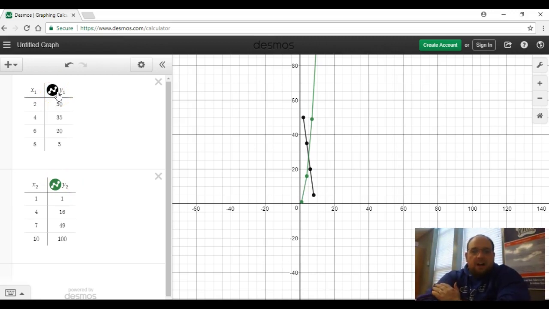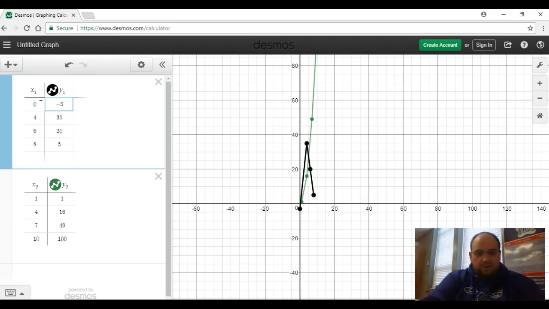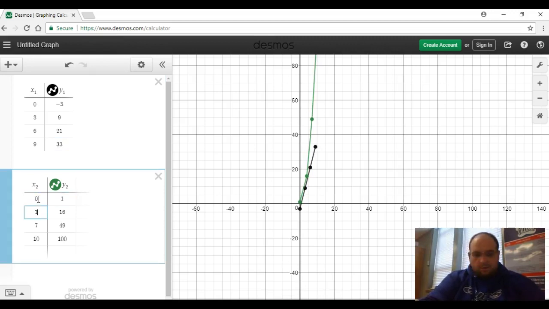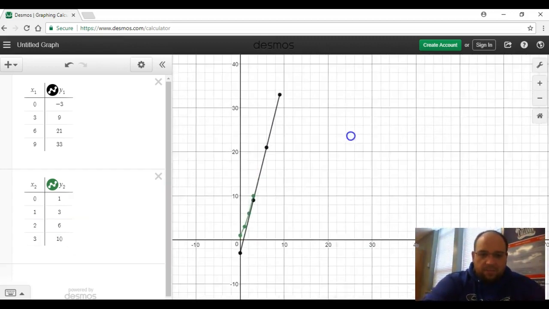I also graphed two other tables on linear versus nonlinear. So I want you to see what those kind of look like on this one. So I'm going to change the numbers. So we had 0, -3, we had 3, 9, we had 6, 21, we had 9, 33. Okay. Over on the other one, we had 0, 1, 1, 3, 2, 6, 3, 10. Okay, I'm going to go ahead and zoom in here on my touch screen.